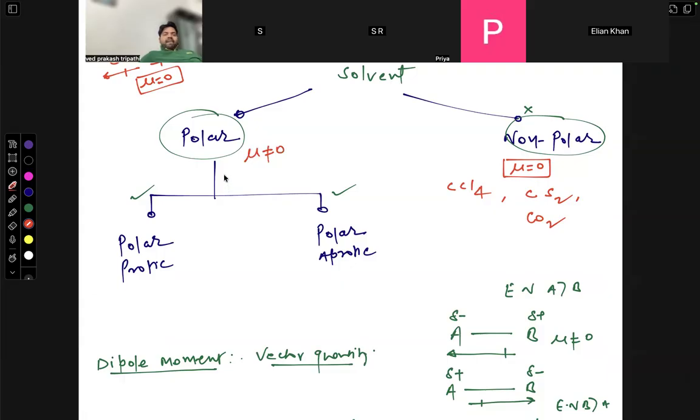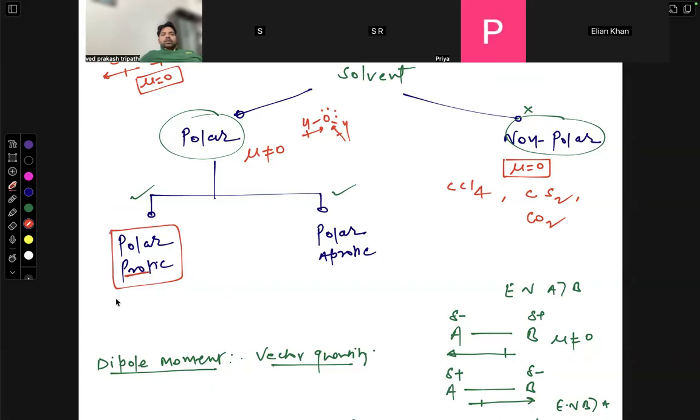Clear? There is a difference in electronegativity here as well. For example, H2O. Here we have lone pairs. So the arrow goes from hydrogen towards oxygen, and from this hydrogen towards oxygen, like this. So the net dipole is not 0 here. Clear? So what is polar protic?